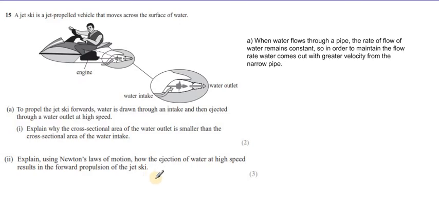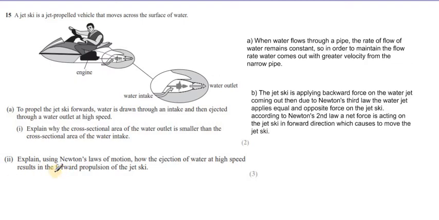We generally apply Newton's third law: one object applies force on the other, then the other object applies force on the first, and then we have a resultant force, so the object moves. In this case, as water is coming out from the backside, the jet ski is applying force on the water jet. According to Newton's third law, the water jet applies force on the jet ski. And Newton's second law says we have a resultant force, so it moves forward. So you can write this typical answer.